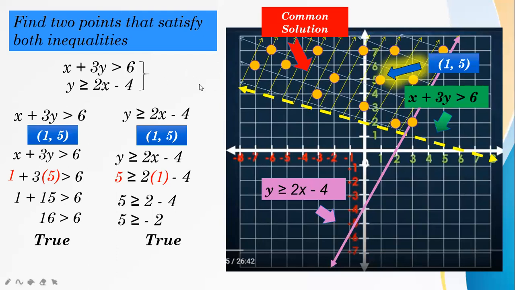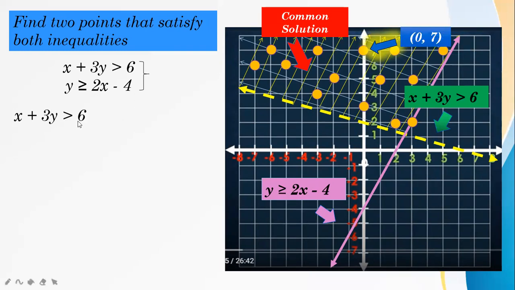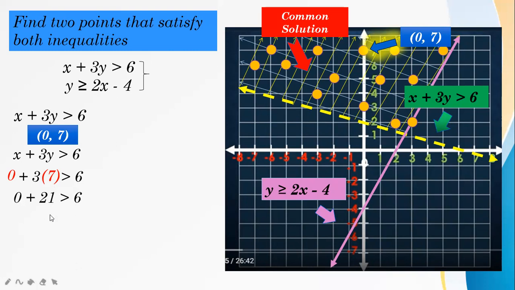And how about the second point that satisfies both inequalities? So let's say this point. Let's say this will be your 1, 2, 3, 4, 5, 6, 7: 0, 7. Okay. Then we have x plus 3y greater than 6, with 0, 7. Your x is 0 and your y is 7. Simplify. 3 times 7 is 21, plus 0. 0 is nothing. So 21 greater than 6. And the statement is true.